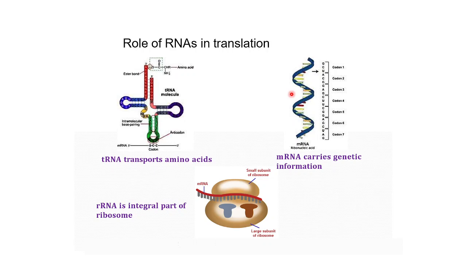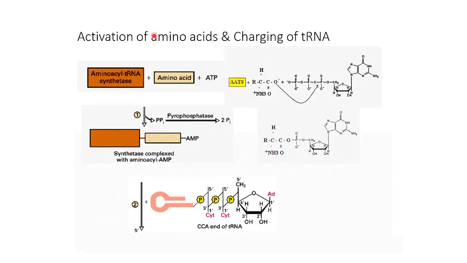So rRNA, or the ribosomal RNA, is basically an integral part of the ribosome. Over here, what matters is the tRNA that first gets charged with an amino acid, and then it transports the amino acid. So fine. Activation of the amino acids and charging of the tRNA is the most important part over here. So this is an amino acid tRNA synthetase. Then you have the amino acid and the energy source, which is ATP.